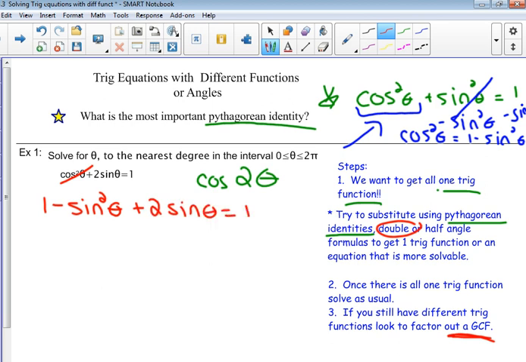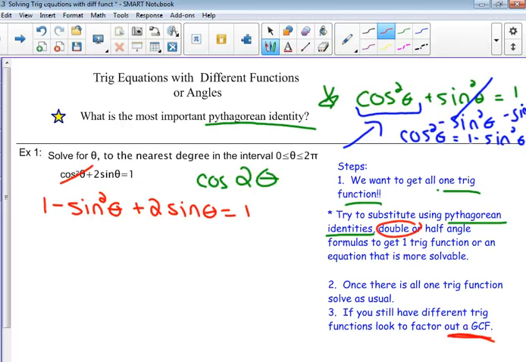Can you do it the other way if you wanted to, like if you had a sine squared and a cosine here? Yeah, you could do that. You can't really do it the other way here because this is squared. That has to be squared.